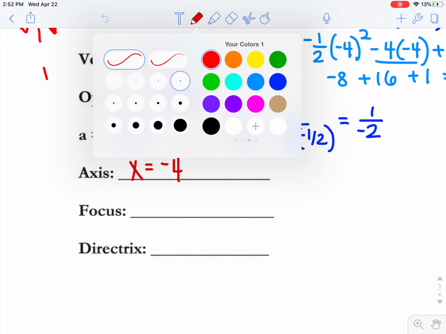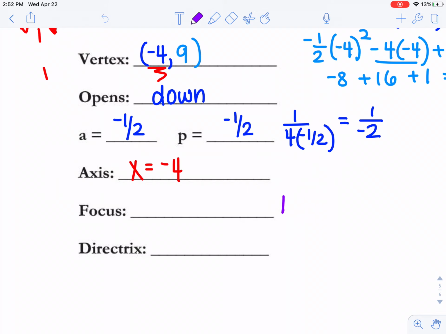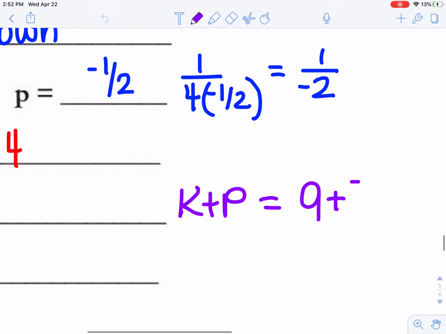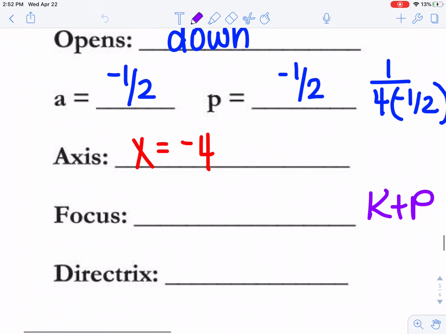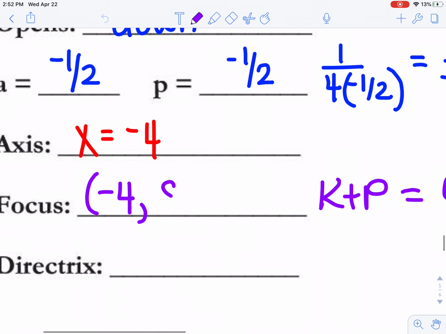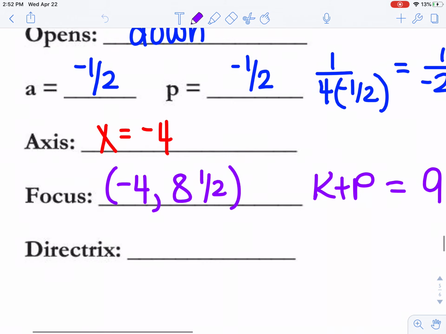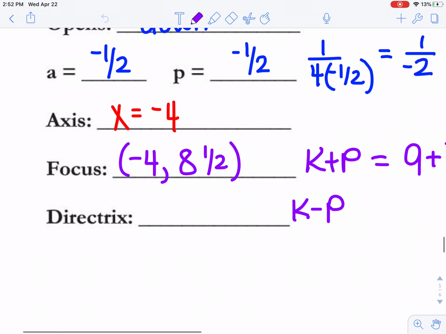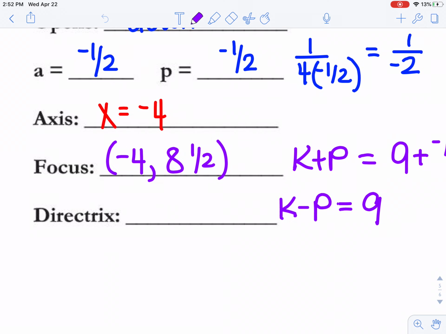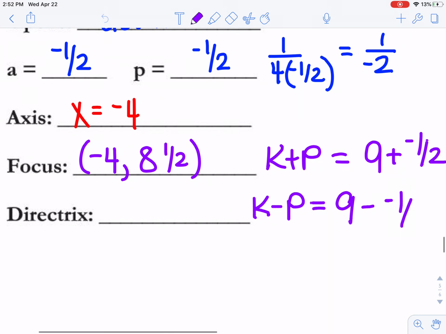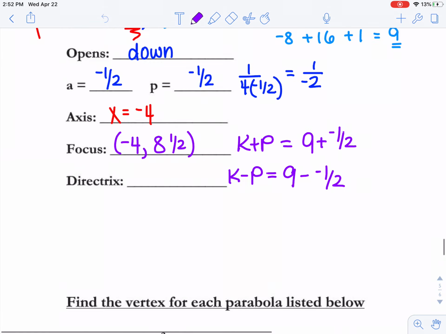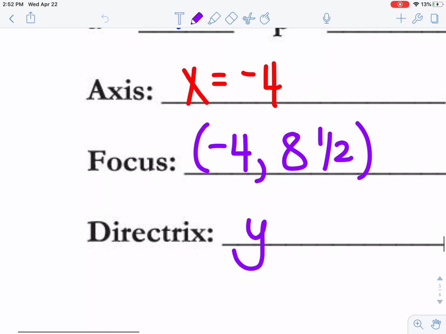Okay, focus. So we got k plus p for the focus. That's my formula. The k value of the vertex is 9 plus the p value, which is negative 1/2. So the focus is going to be negative 4, comma, 8.5. And then k minus p for the directrix is going to be 9 minus negative 1/2. So that's going to be 9.5. So that is y equals 9.5.